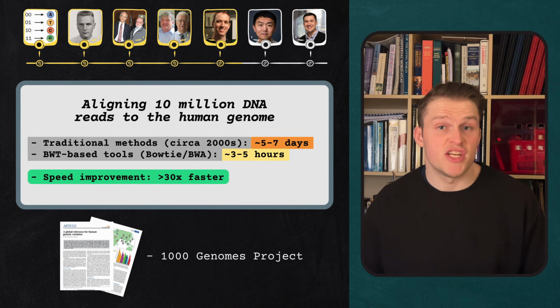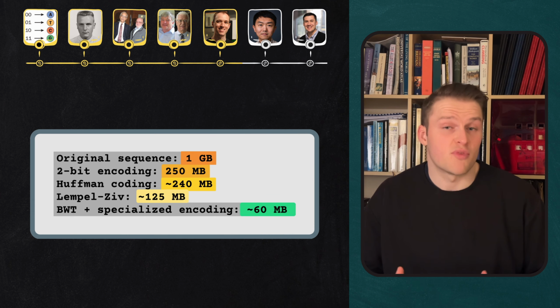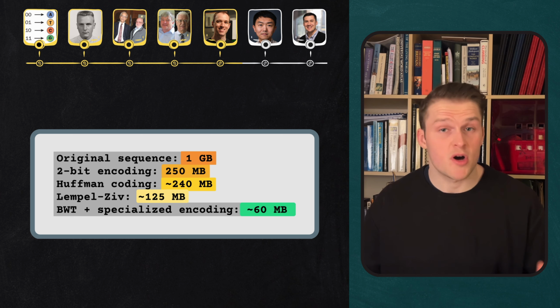This speed improvement wasn't just convenient, it fundamentally changed what was possible in genomics. Projects like the 1000 Genomes project, which aimed to sequence the DNA of thousands of people from around the world, would have taken years instead of months without these Burrows-Wheeler transform-based tools. And remember how we said that the Burrows-Wheeler transform itself isn't compression, but makes compression easier? When specialized genomic compression tools were applied after using the Burrows-Wheeler transform, the results were remarkable.